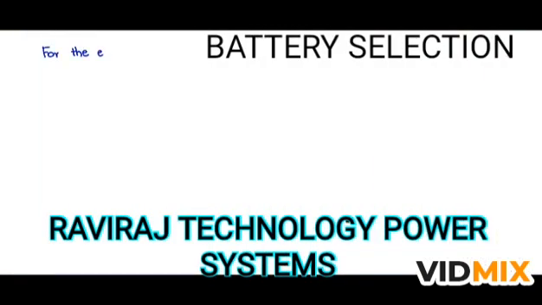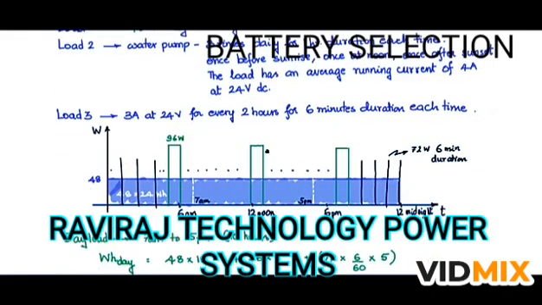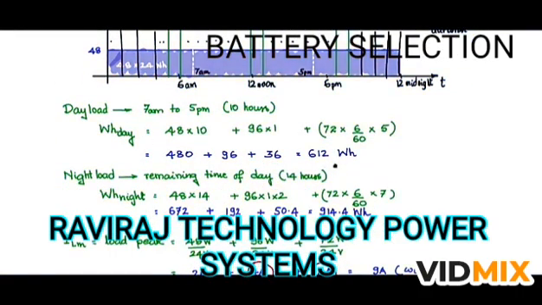For the example that we had discussed earlier, recall that it had three loads: load 1, load 2, load 3. Load 1 was a continuous 48 watt day-night load, at 24 volt DC. Load 2 was a water pump, 3 times daily, 1 hour duration, again 24 volt DC. And load 3 was 3 amp at 24 volts every 2 hours for 6-minute duration. And we had the day load of 612 watt hours and the night load of 914.4 watt hours. Let us use this value for selecting the battery, calculating the battery capacity.